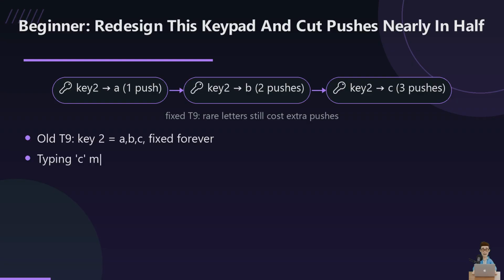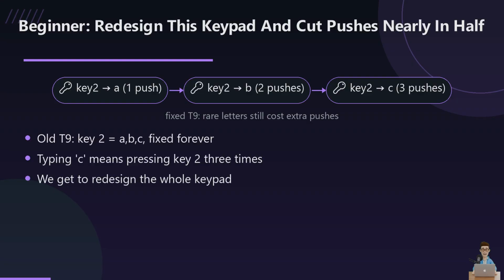Beginner level, let's start with something you've actually touched, an old phone keypad. On that keypad, key 2 always means ABC in that order no matter what. So if you want to type the letter C, you have to press key 2 three times, because it's the third letter on that key. That's wasteful if C shows up a lot in your word. Today's puzzle asks, what if we could design the keypad ourselves, deciding which letters go where?